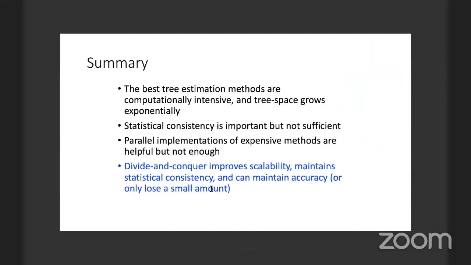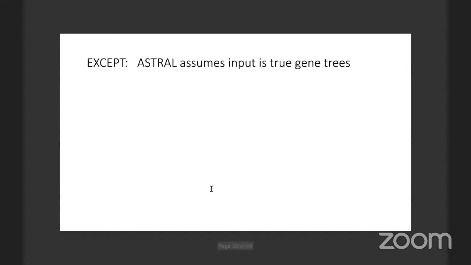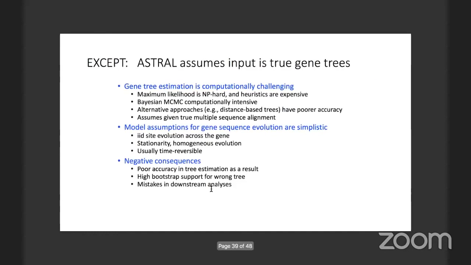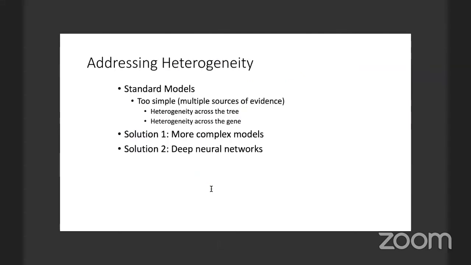So the summary is, so far we're doing really well. We're able to actually really scale. The problem is Astral assumes your input is true gene trees. This is not the case. You don't get true gene trees. First of all, gene tree estimation is an NP-hard problem for all the good ways of doing it. Secondly, the model assumptions, as I said, are simplistic. They're not realistic. And if you have unrealistic model assumptions, you get poor accuracy. So how do we address this? Two basic approaches. One is just have more complex models. If you have more complex models, you can actually do better estimation, presumably, right?